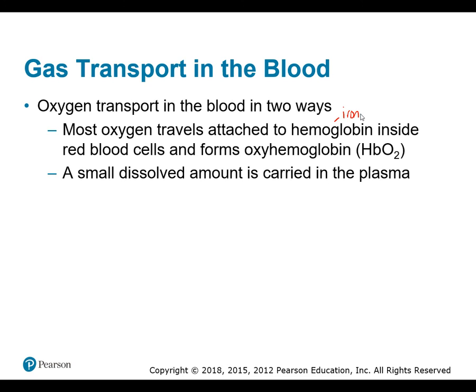Now, when oxygen attaches to the hemoglobin on red blood cells, it forms something called oxyhemoglobin. There is also oxygen transported, in a very small amount, carried in plasma as well. Now, plasma is basically just the liquid matrix that your blood cells float in.